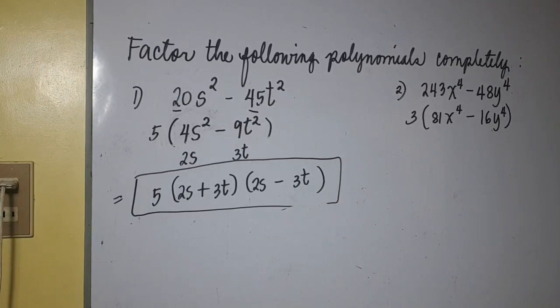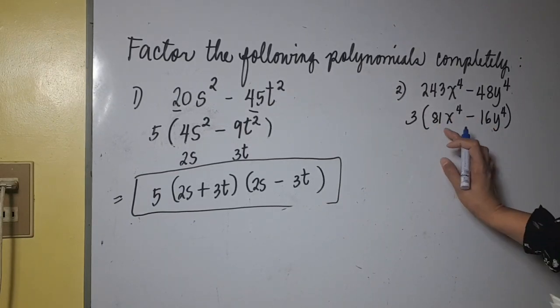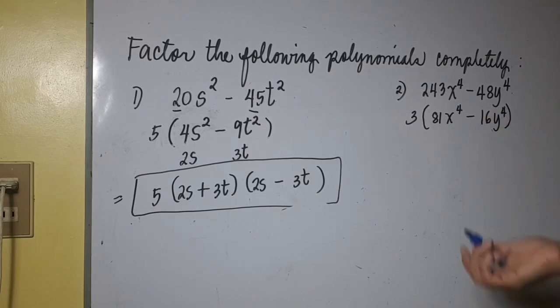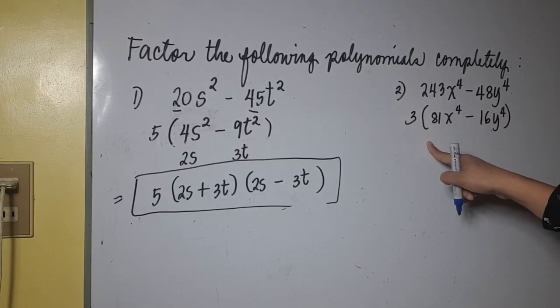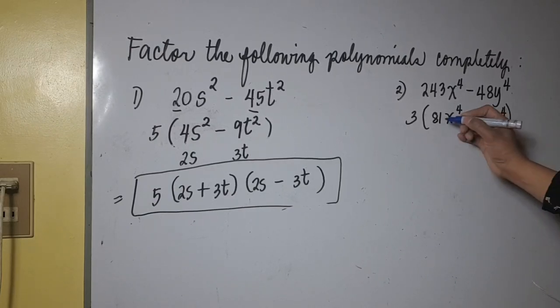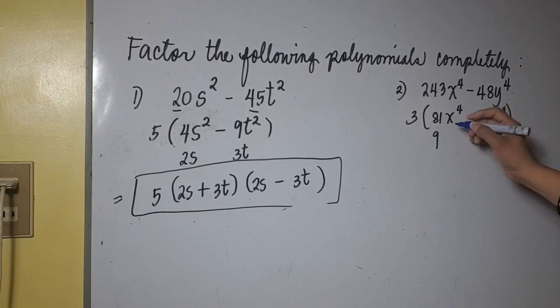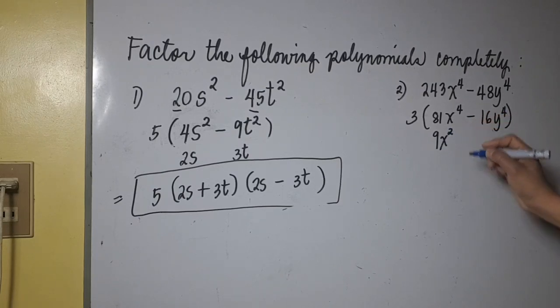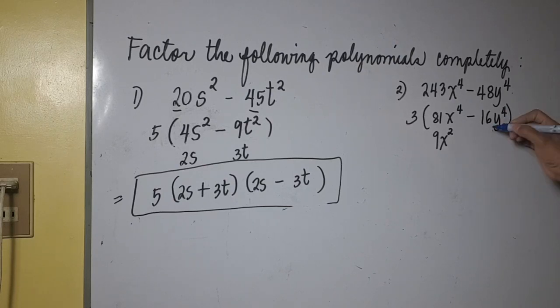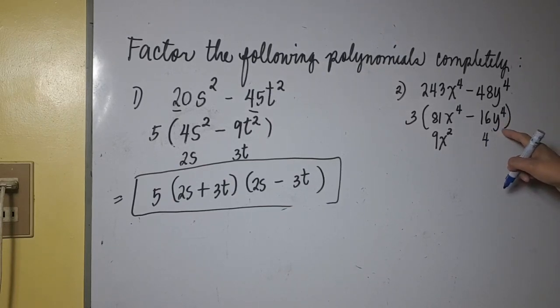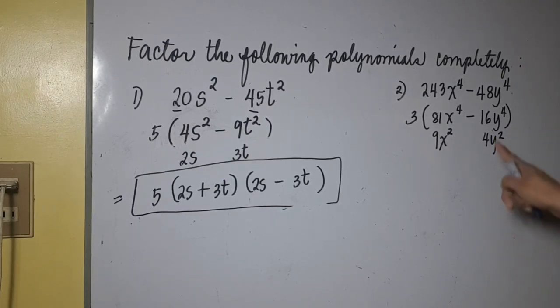We can still factor this factor. Let's look at 81x to the 4th. 81 is a perfect square. What is the square root of 81? That must be 9. What about x to the 4th? The square root is x squared. What about 16y to the 4th? The square root of 16 is 4, and the square root of y to the 4th is y squared. And it is a difference of two squares.